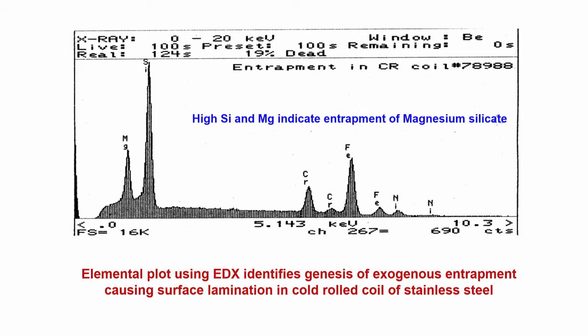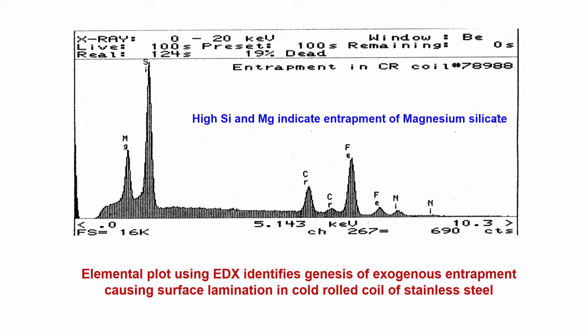You see the silicon peak is quite high, that means a lot of silicon is getting generated, a lot of magnesium is getting generated. Where is this coming from? It cannot come from steel, because this is stainless steel. So, it has chromium, it has iron, it has some manganese. Those are the elements present in steel, but on top of that we have two very prominent peaks of silicon and magnesium. So, basically it indicates that this exogenous entrapment is magnesium silicate.